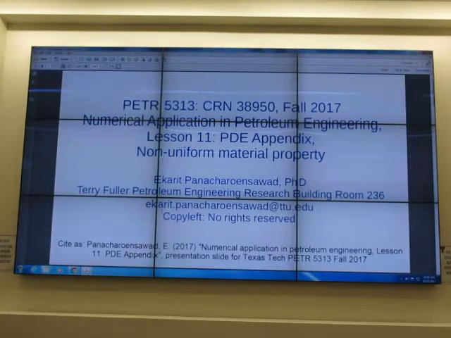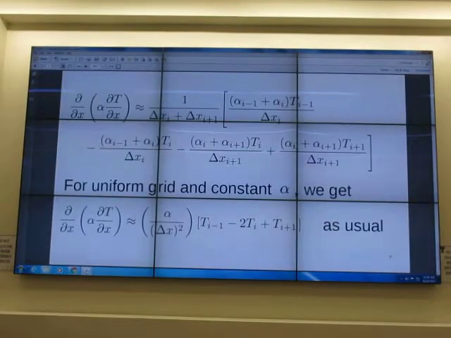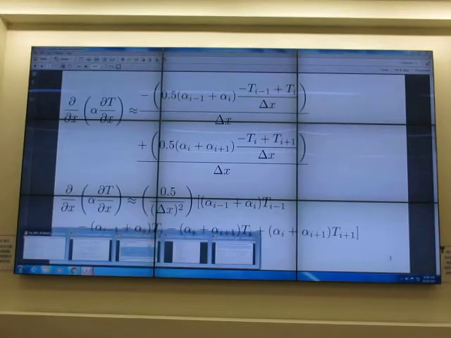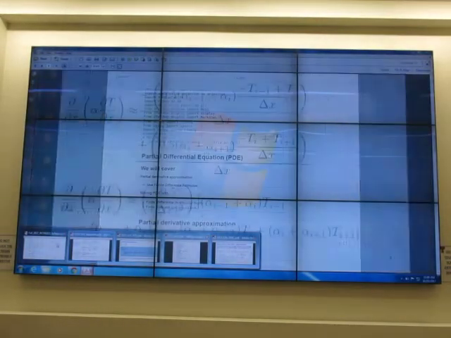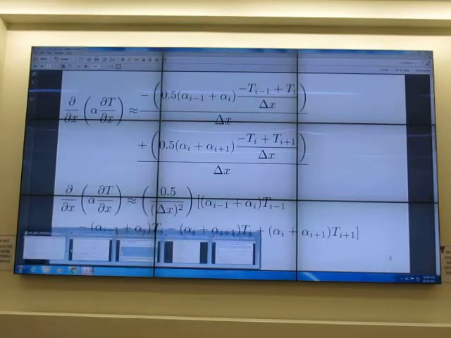We talked about PDE previously. We talked about how to solve it: use implicit scheme, explicit scheme, Crank-Nicholson. And I showed you how good the answer is when I use Crank-Nicholson.